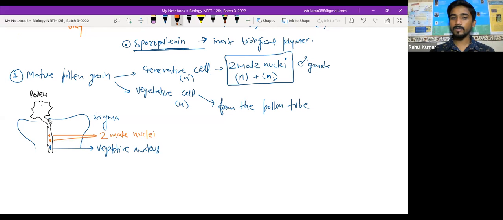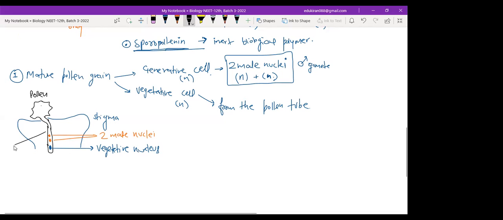Do you understand? Everyone, do you understand? Say yes or no. Sir, how will 2 gametes fuse with 1 ovum? Yes, that will come in a bit.